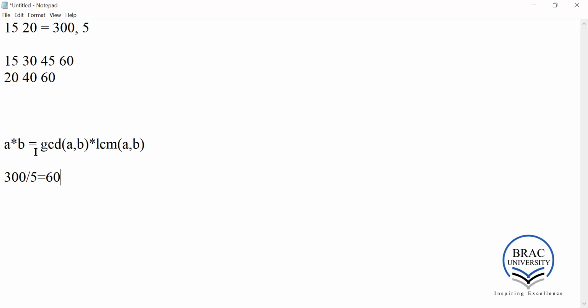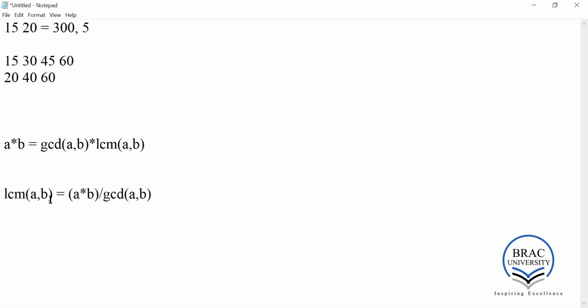That means if you multiply GCD of A and B with LCM of A and B, you will get the answer A into B. So, in case of finding out LCM, what you can do is, from this equation, you can just write LCM of A comma B should be A into B divided by GCD of A comma B.